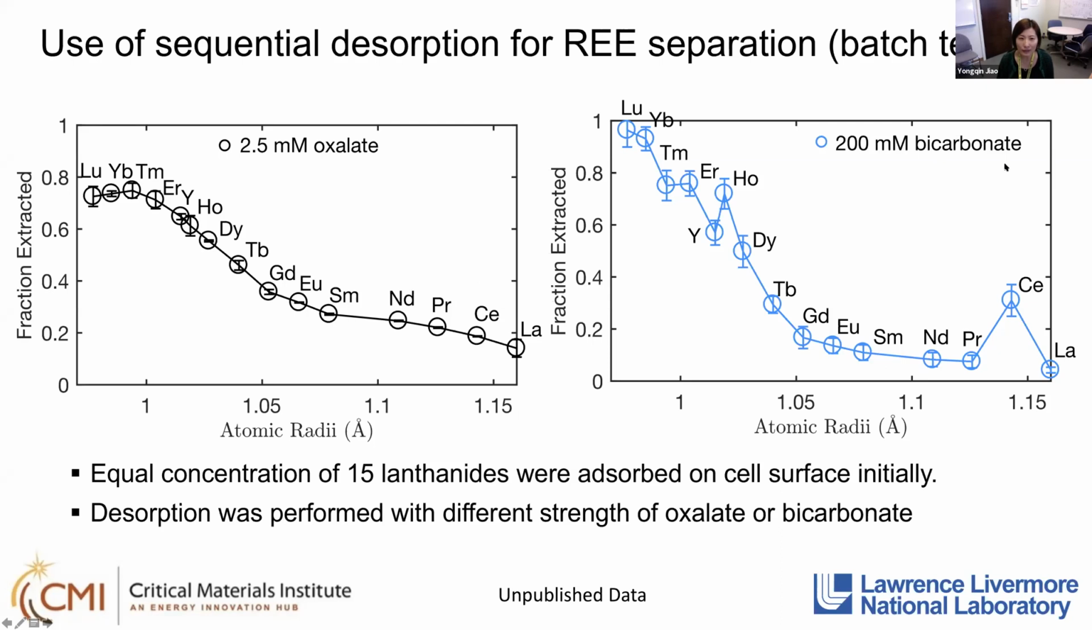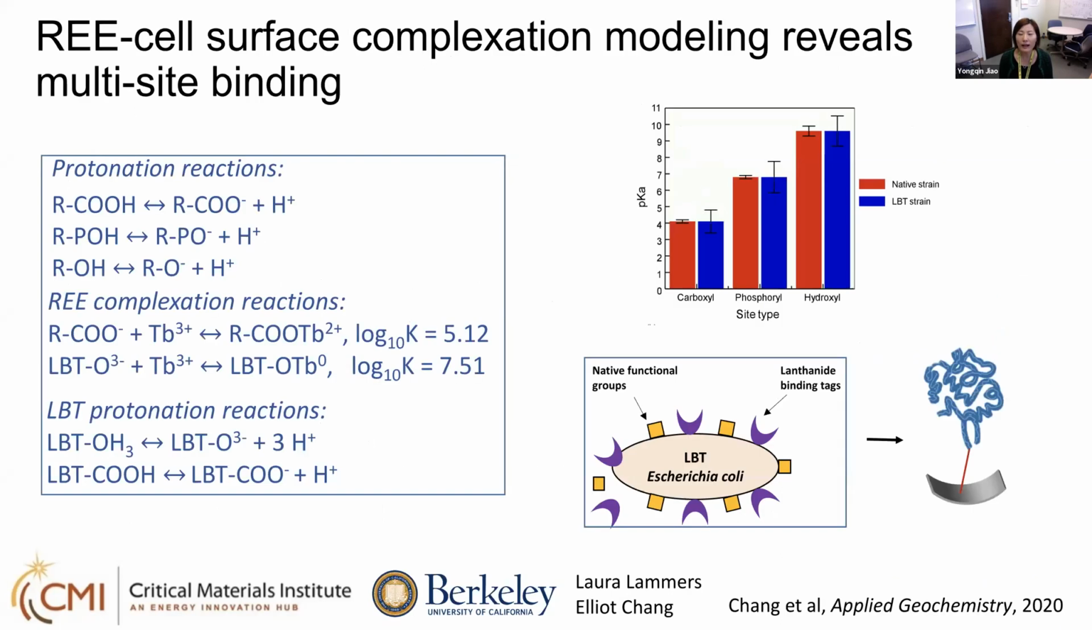In contrast, the rare earth complexation with microbial surfaces is much less known. To further understand the mechanism of rare earth complexation to bacterial surfaces, our collaborator at UC Berkeley has helped set up a cell-surface complexation model to describe the rare earth binding behavior on cell surfaces, with the reactions that they have considered shown on the left.